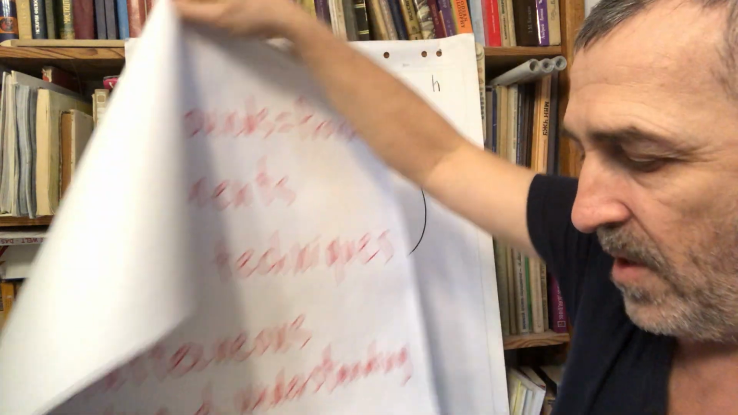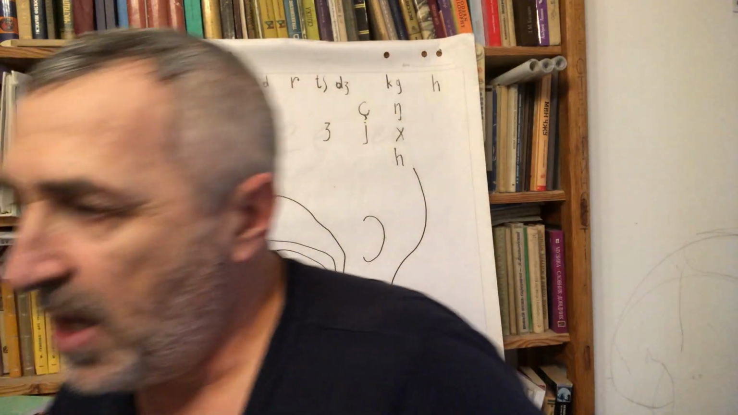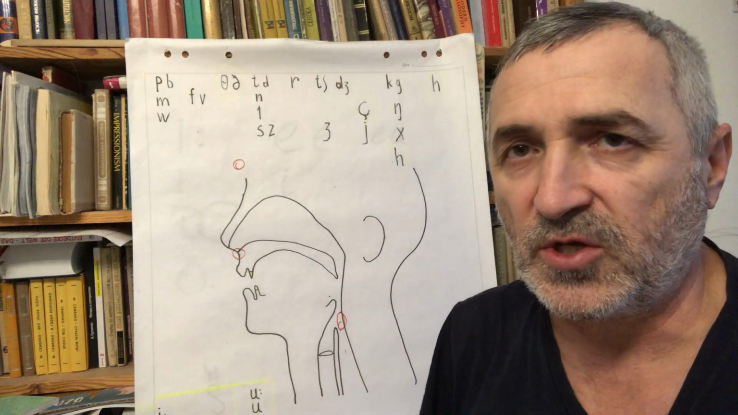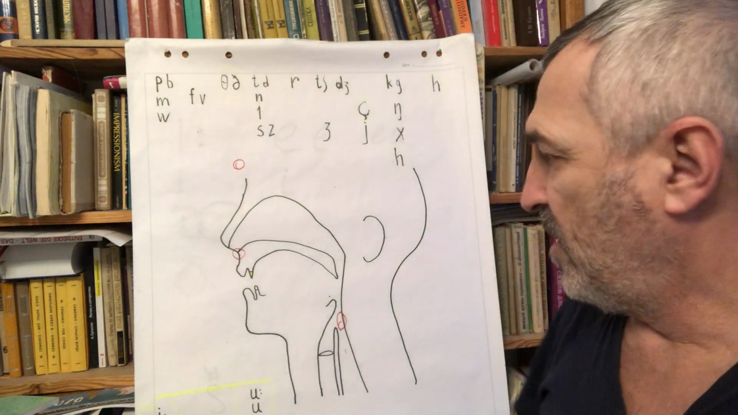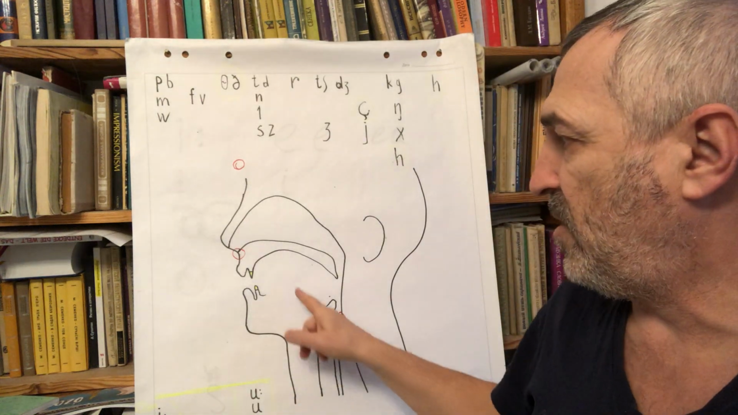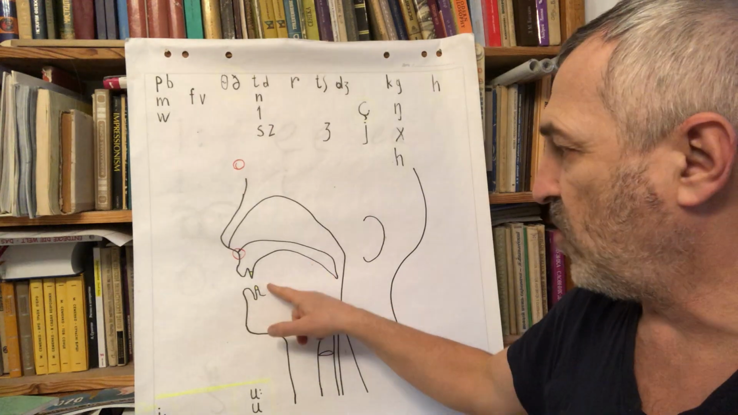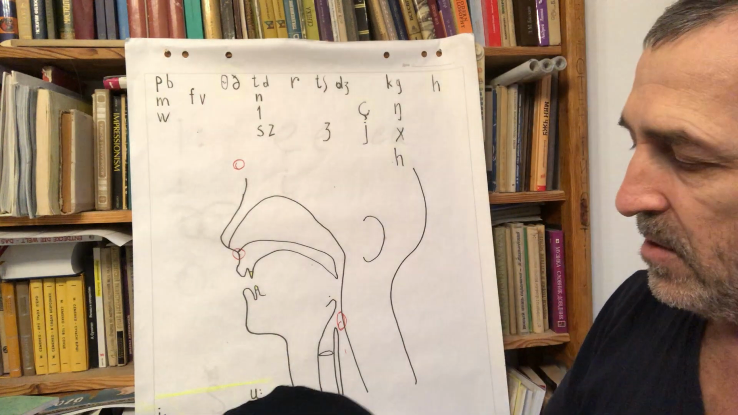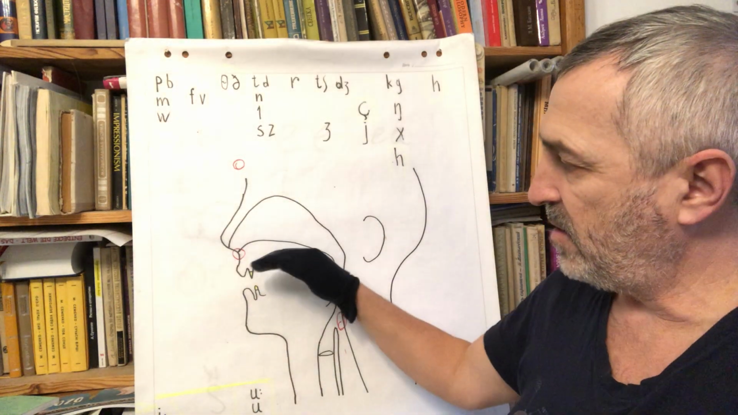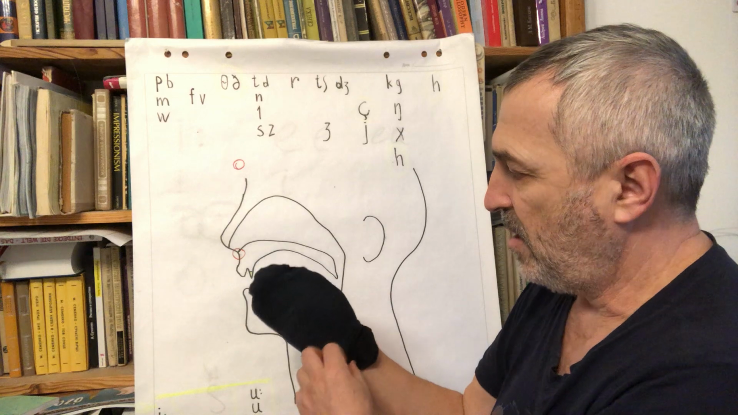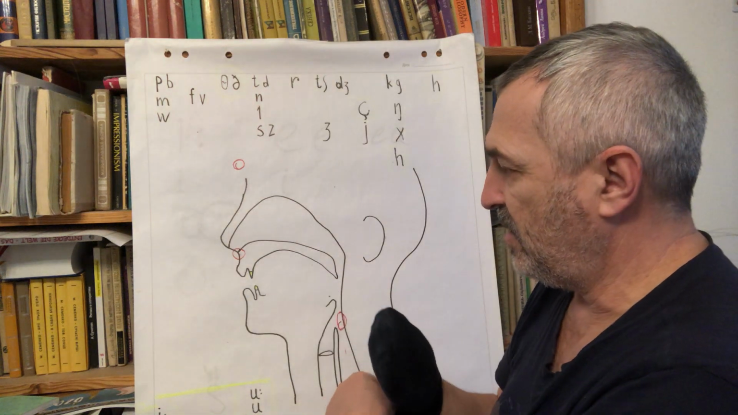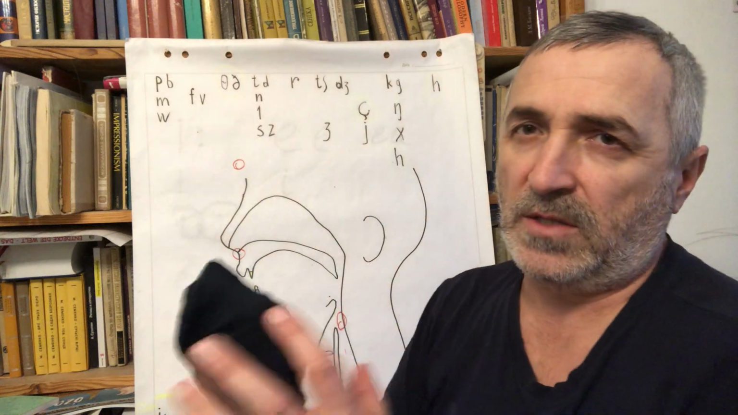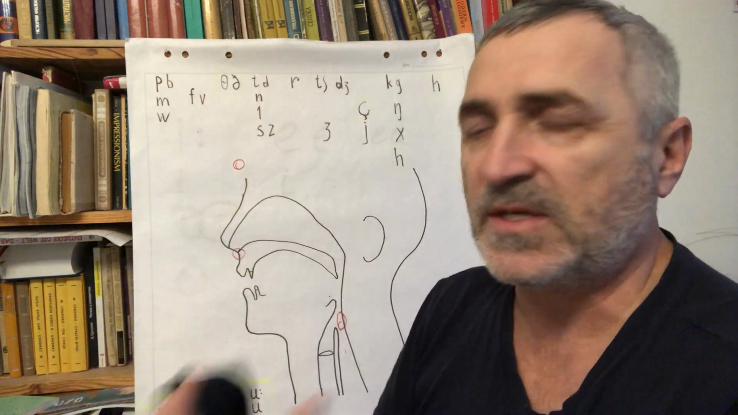Now, I would like to repeat and to give more details about this picture which I showed to you yesterday. You see here, I didn't draw a tongue. That's why I will use my little sock, and it will help me to represent a tongue in the mouth.